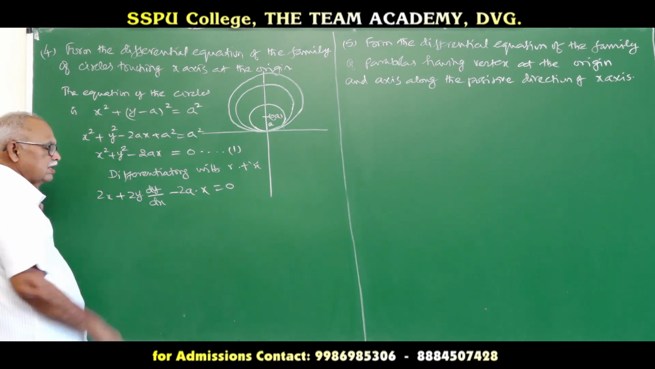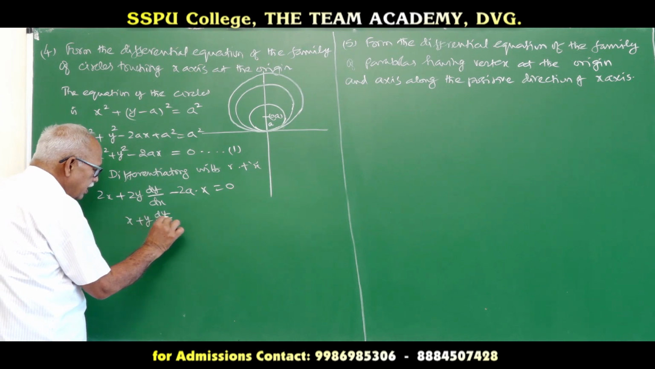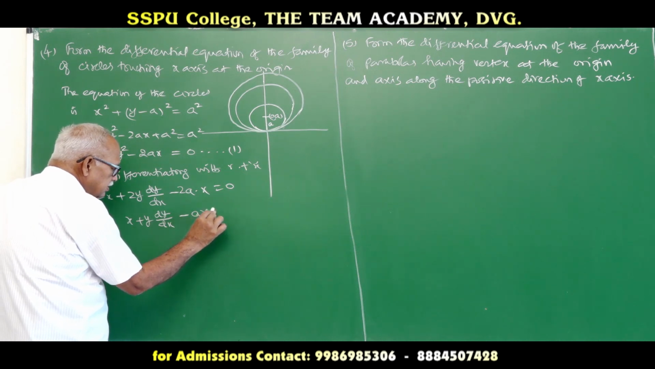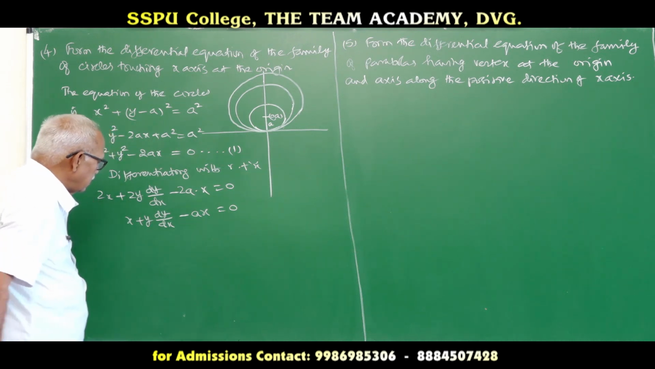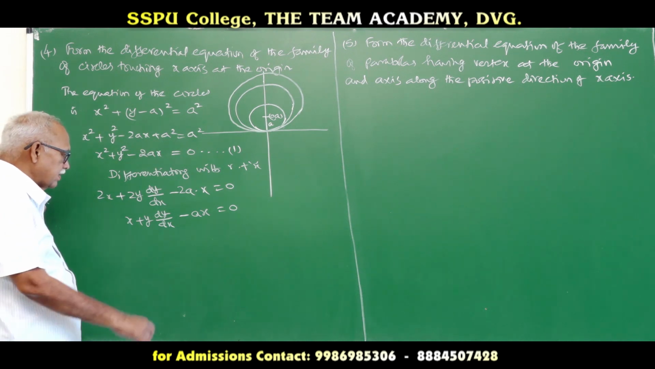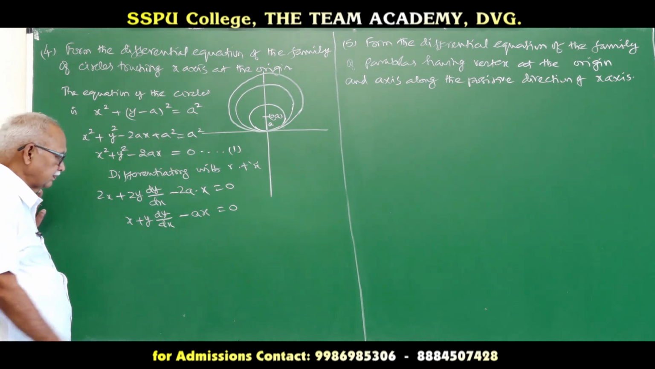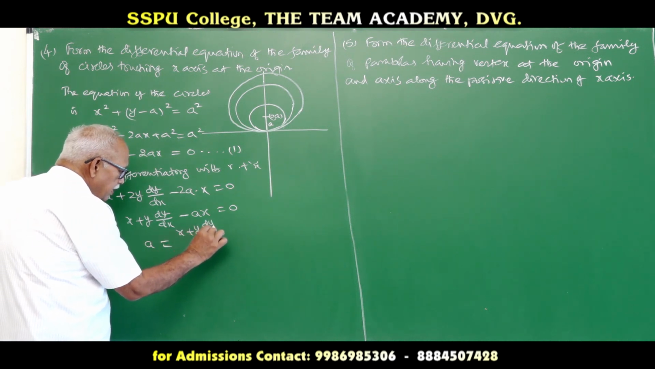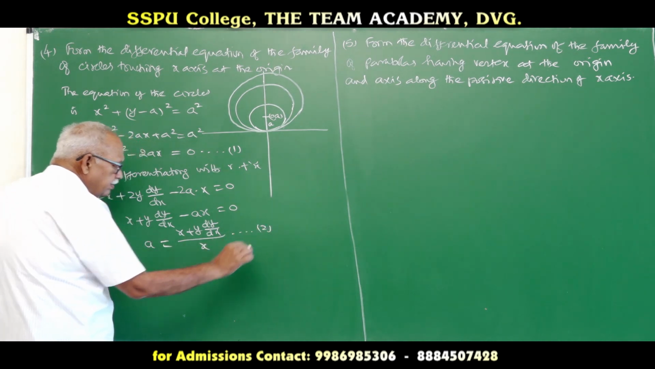Now, 2 we can eliminate from all the terms. Now, this will become x plus y dy by dx minus a into 1 is equal to 0. Now, this is the second equation. From this equation we can take a. What is a from this? Here a is equal to x plus y dy by dx. Keep this as equation 2.